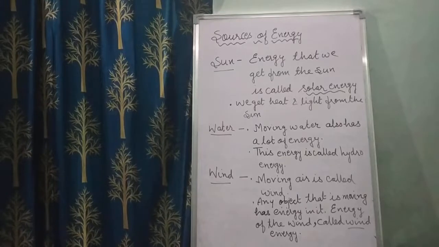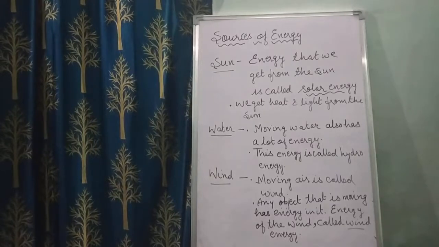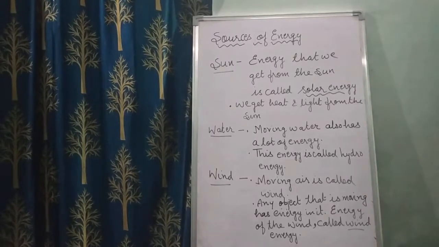Now the third source of energy is the wind. Children, moving air is called wind, and any object that is moving has energy in it. The energy of the wind, called wind energy, can turn windmills, which in turn can move turbines. The movement of turbines helps to produce electrical energy.